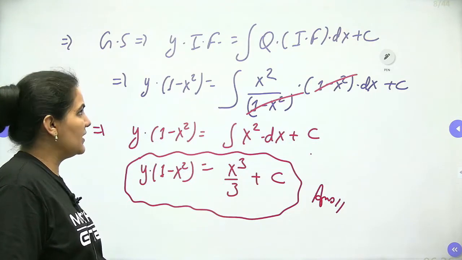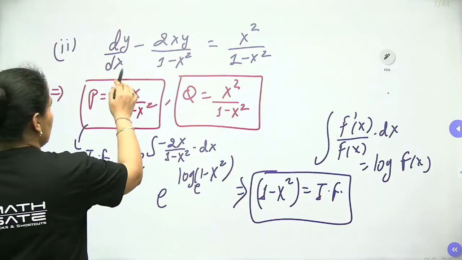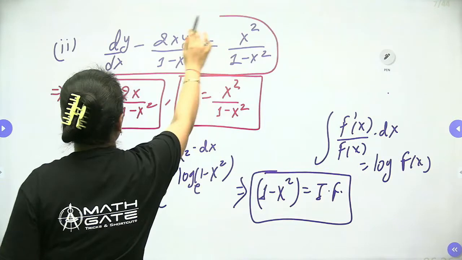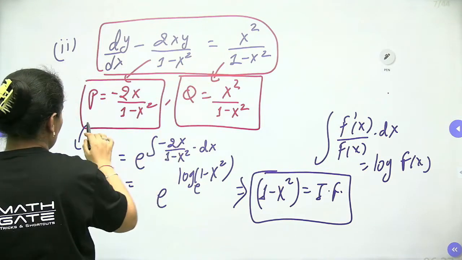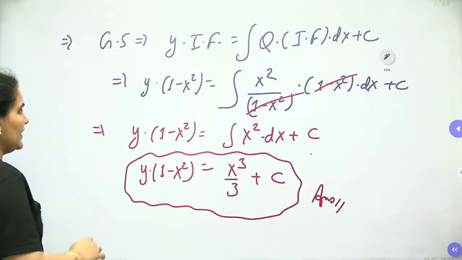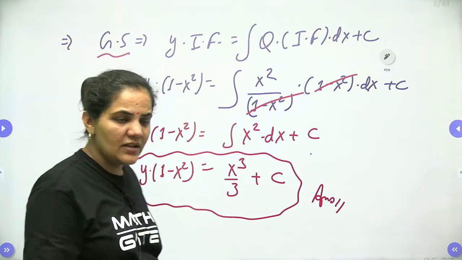Okay, so it's a simple thing to approach, guys. I think you are getting my point, how to approach these things. First of all, we have to observe the question, then we will find P from the question and we will find Q from the question. Then first of all we will find the integrating factor, then only we will go for the general solution, right?